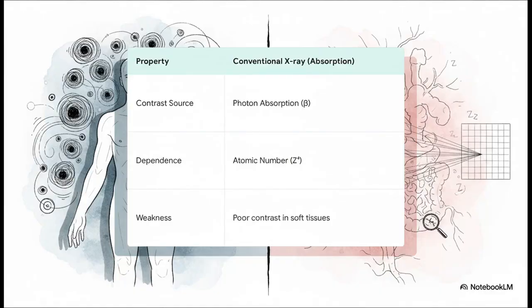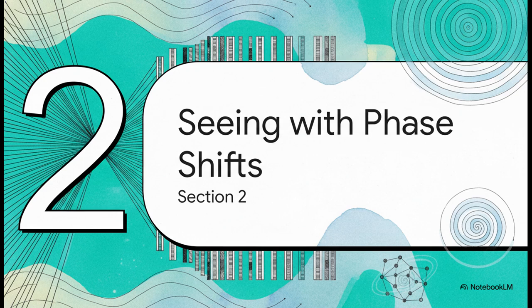And the physics behind this is kind of wild. The visibility, the contrast you see, depends on an element's atomic number raised to the 4th power. That's a huge relationship. It means that even a small drop in how heavy an element is causes its visibility on an X-ray to just plummet. This right here is the X-ray's blind spot. So how do we see inside that blind spot?